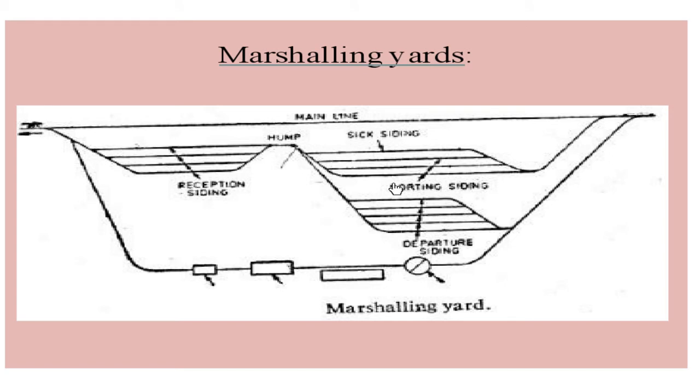I have told you this is acting as a distribution system. Here the sorting and distributing of goods is being done. So from the main line they have to enter the marshalling yard. The first area where they can enter is the reception siding.